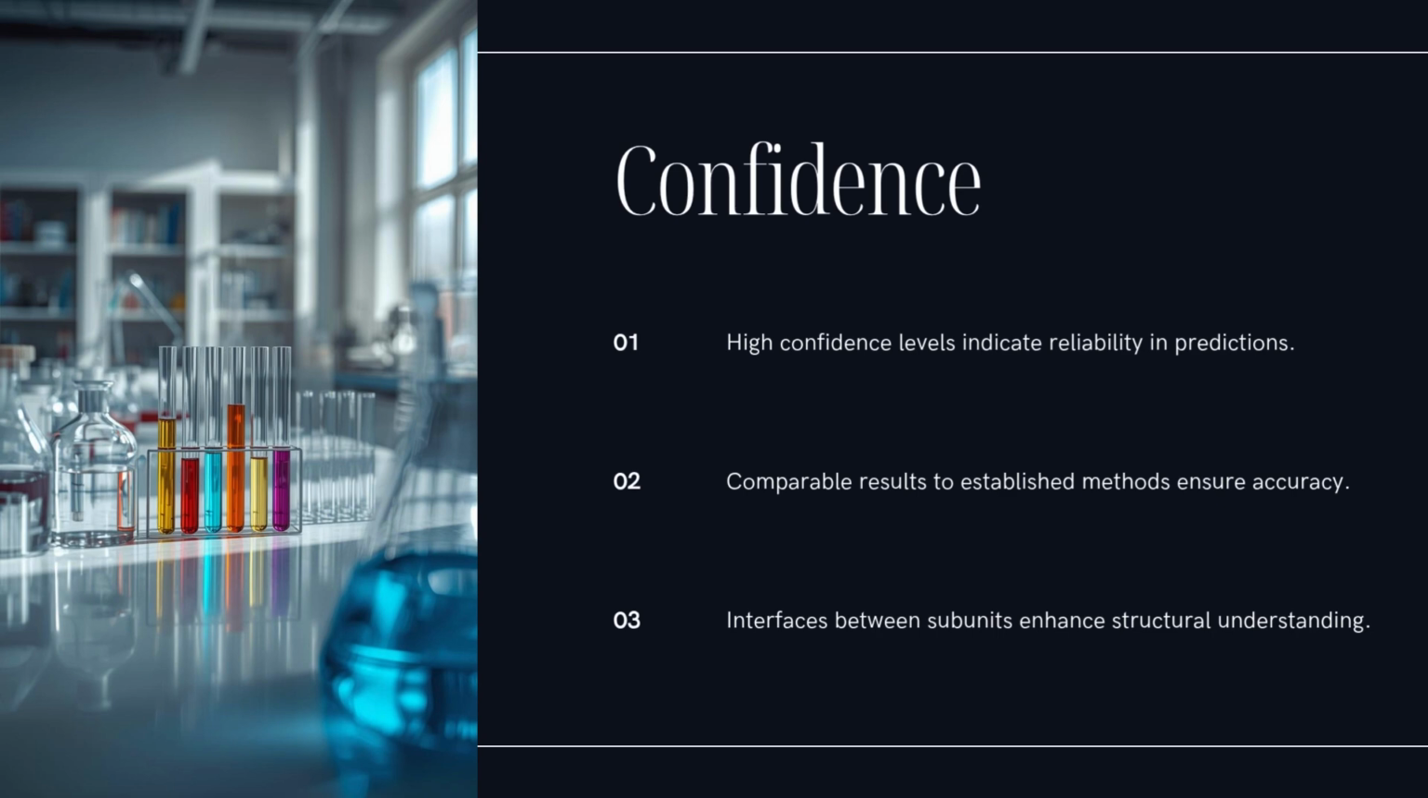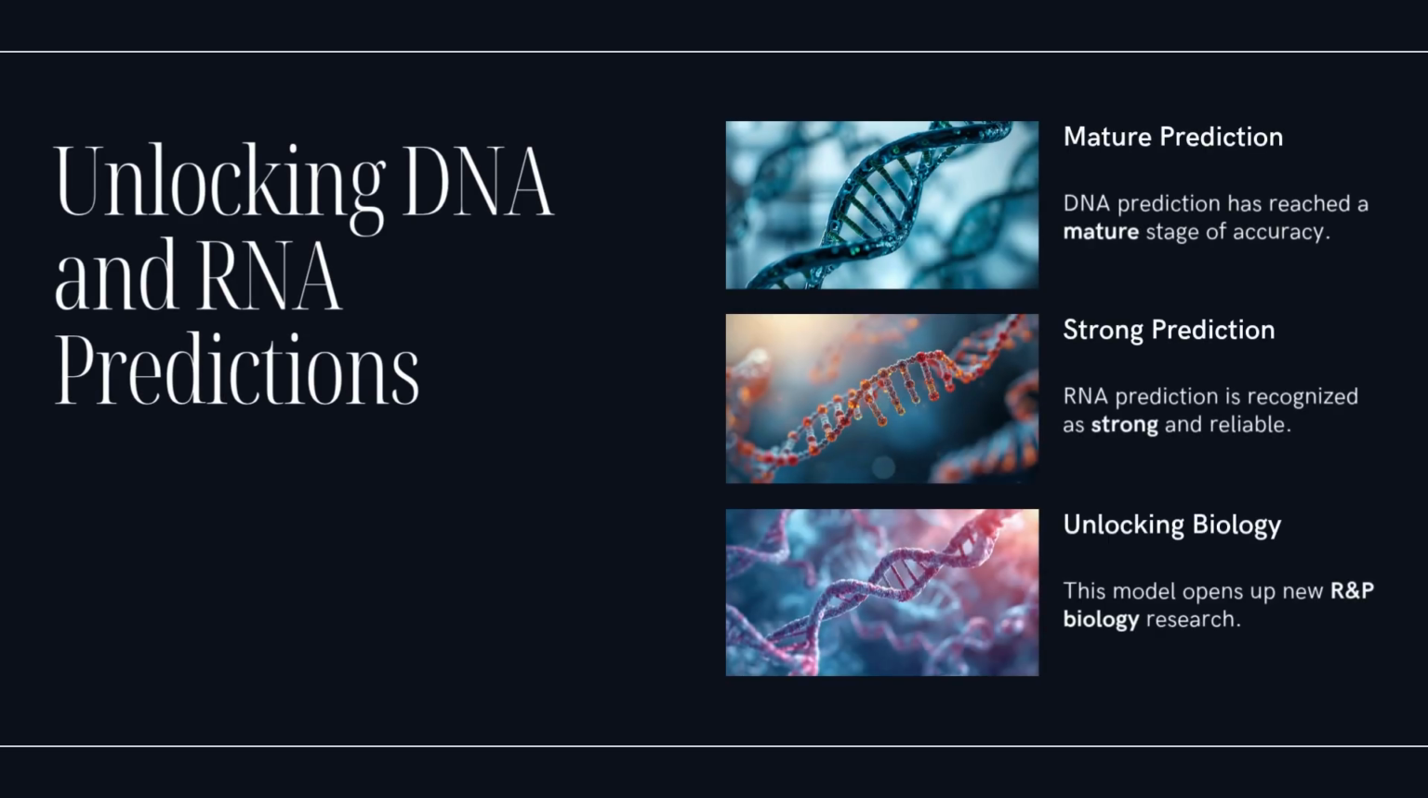Okay, let's look at that status column. It has things like mature, strong, preview. For core protein structures, it says mature. How reliable is that, say, for predicting how two new proteins might interact? Mature means you can have high confidence. It's comparable to established methods for standard protein structure prediction and looking at interfaces between subunits. The training data covered these well. Good. And what about the nucleic acids, DNA and RNA? DNA prediction is also mature. RNA is listed as strong.